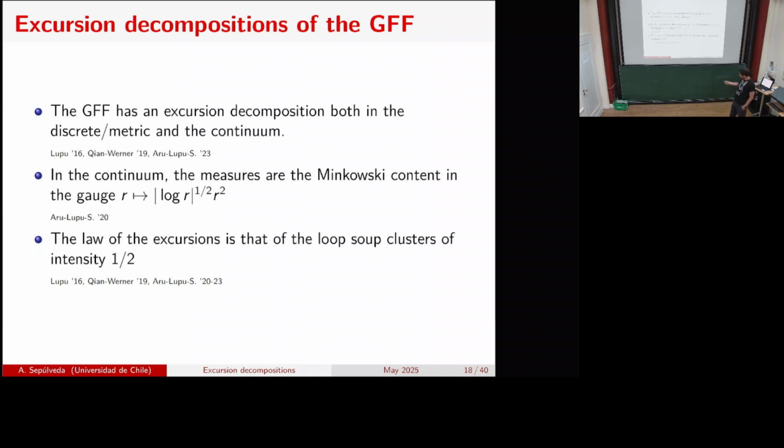And furthermore, one can exactly describe the law, one can exactly construct these excursions out of the loop soup cluster. So this is true not only in the continuum, but also in the discrete, also on the metric. The cool thing about the discrete and metric case is that this can be worked for any type of graph. However, we can only do the excursion decomposition in dimension 2 in the continuum. And there is a whole paper of Wendelin trying to say what this is going to be when we take higher dimension, and why somehow dimension 6 becomes critical for this story.